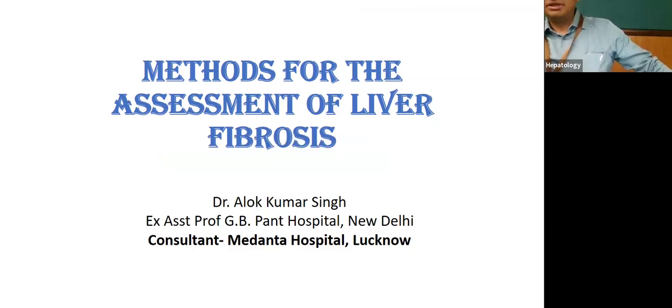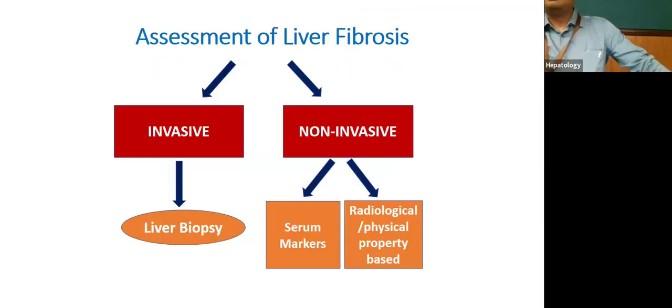So, without wasting much time, I'll start with the first slide. If you want to assess fibrosis in a patient, there are two basic categories of methods. The first one is invasive liver biopsy, and the second group is non-invasive methods. In non-invasive methods, you can have serum biomarkers, or you can have radiological or physical property-based tests.